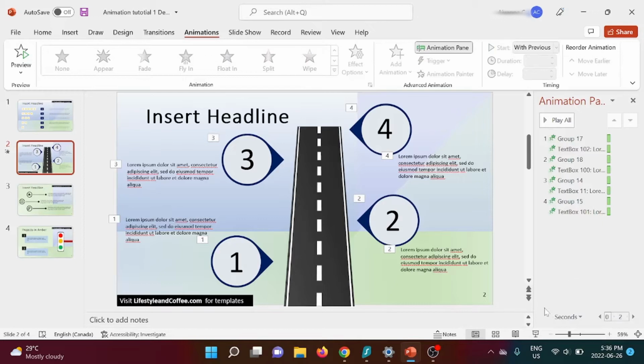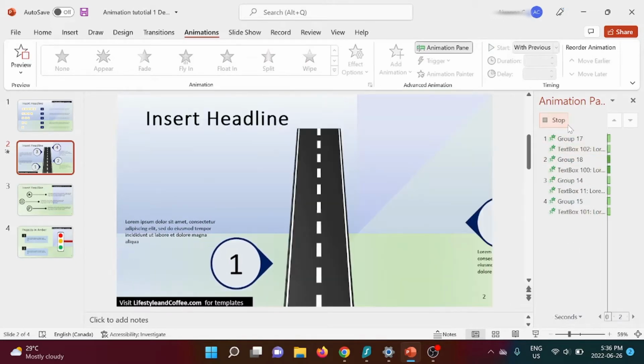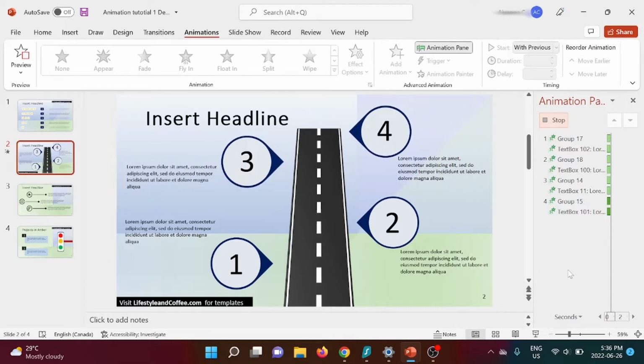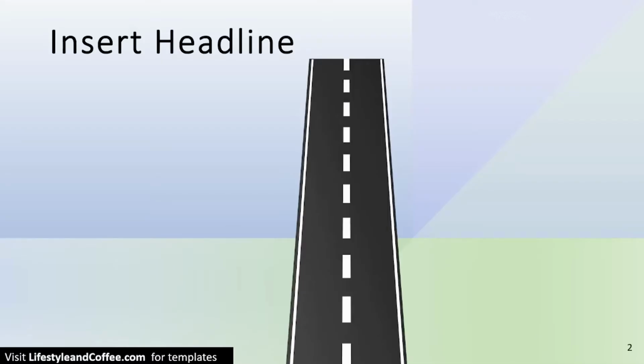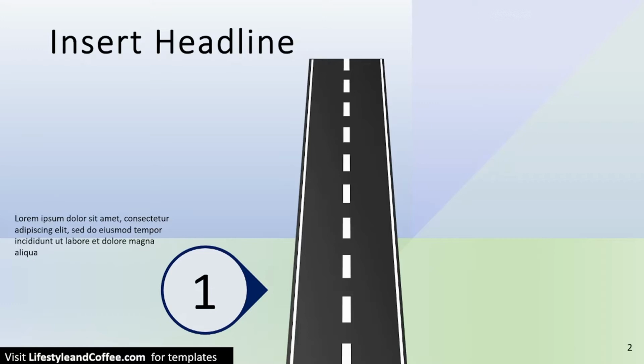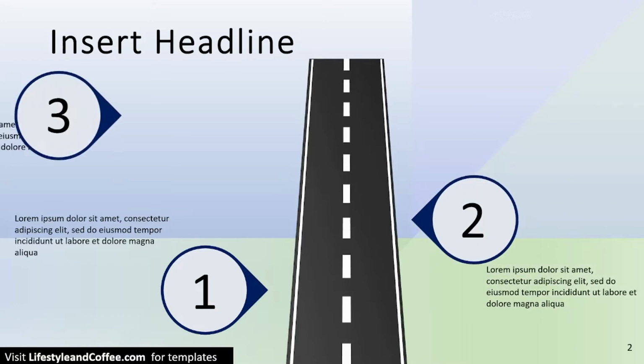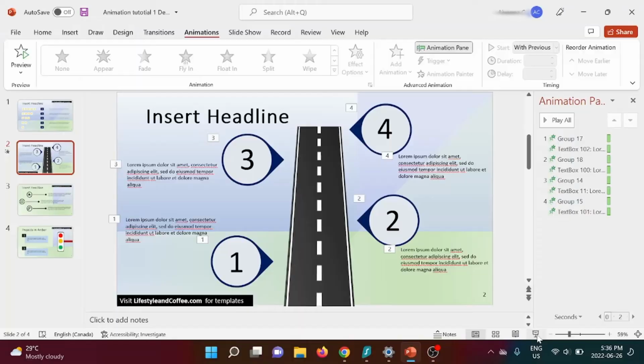Now let's check again. You can also do play all just in case. So if you do play all, there you go. And let's just go full screen, click, 1, click, 2, click, 3, click, 4.